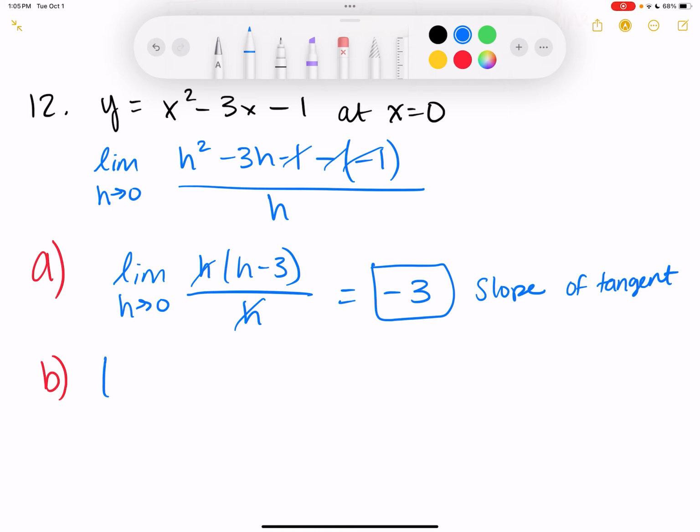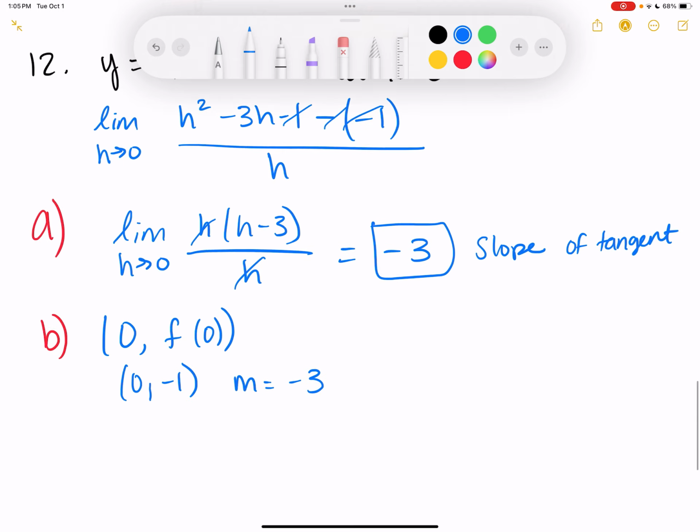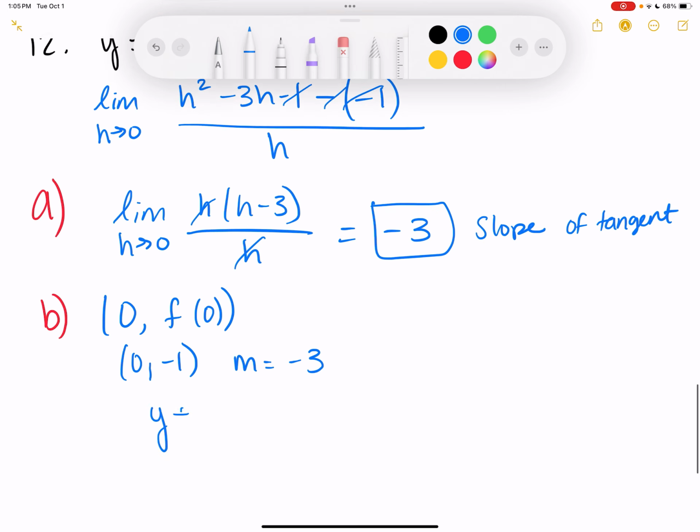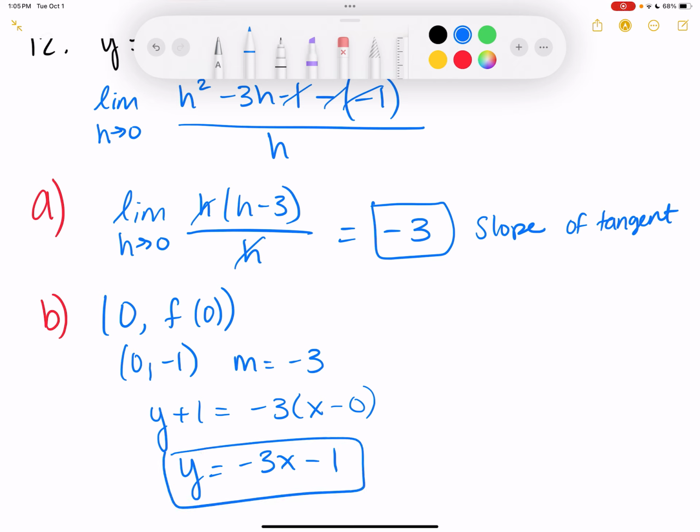I'm still available. So we're doing this at the point 0 and f of 0. f of 0 is negative 1. Basically, whatever ends up being in the parentheses is your f of that value, so you can just plug that in. So the point is 0, negative 1, and the slope is negative 3. Point slope form: y minus negative 1, so plus 1, equals negative 3 times x minus 0. Subtract the 1 over, y equals negative 3x minus 1. So this is the tangent.